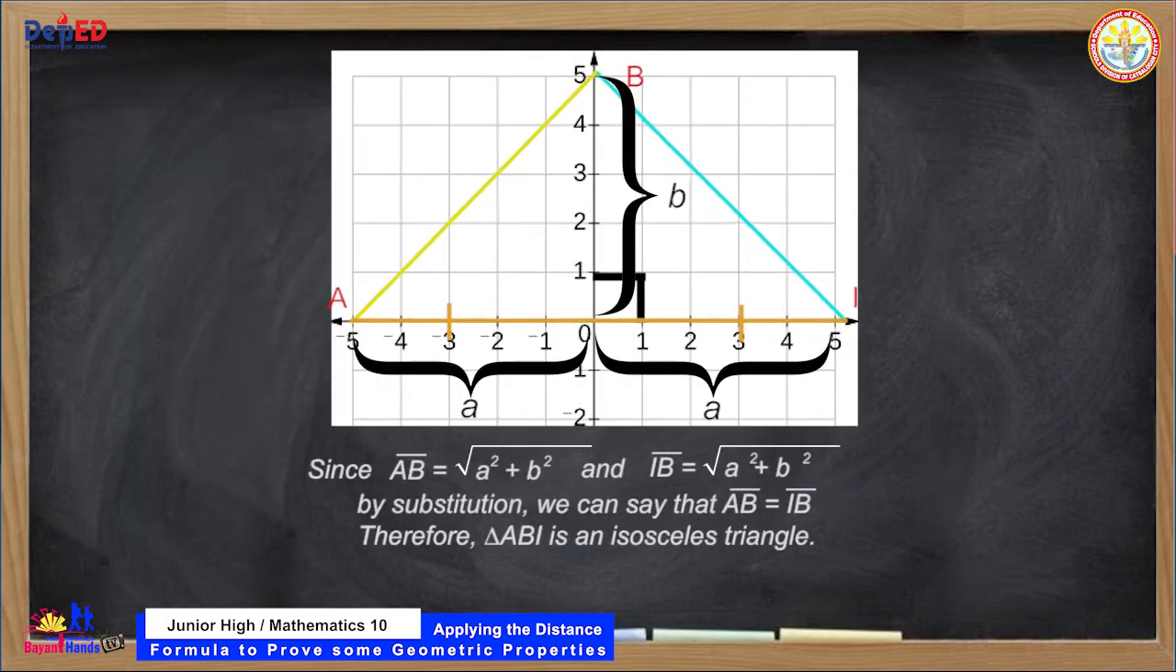Since segment AB is equal to the square root of a squared plus b squared, and segment IB is equal to the square root of a squared plus b squared, by substitution, we can say that segment AB is equal to segment IB. Therefore, triangle ABI is an isosceles triangle.